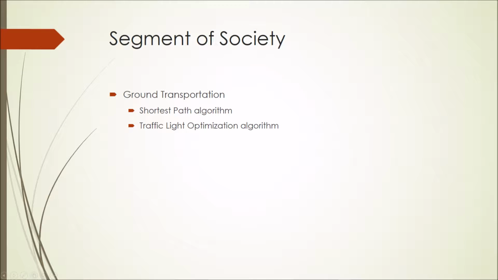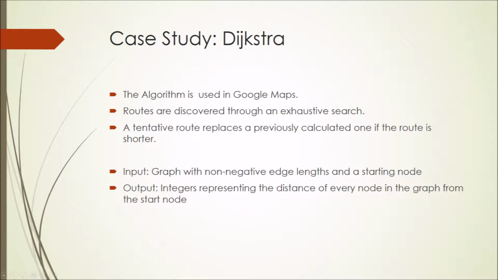The segment of society we are focusing on is ground transportation, more specifically shortest path algorithm and traffic light optimization algorithm. The first case study is Dijkstra's algorithm. The algorithm is used in Google Maps.